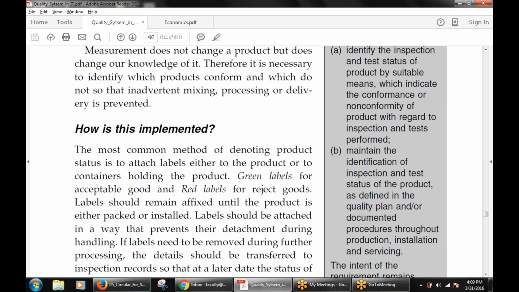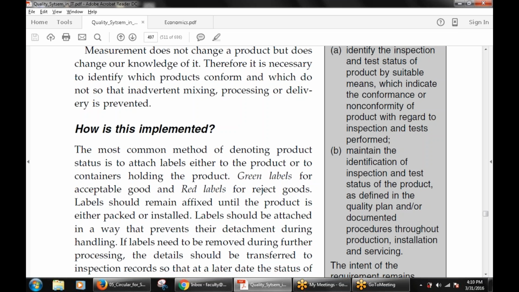Now how is it implemented? By using various labels, either at the product level or on the container holding the product. That is a green label for acceptable goods and a red label for rejected goods. There are two types of label available for the product: one is a green label for the acceptable goods, and one is a red label for the rejected goods. And the label should remain fixed until the product is either packed or installed. That means labels stay fixed until the time when the product is packed or installed.